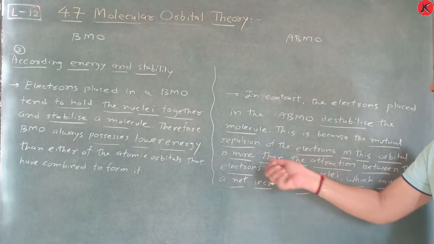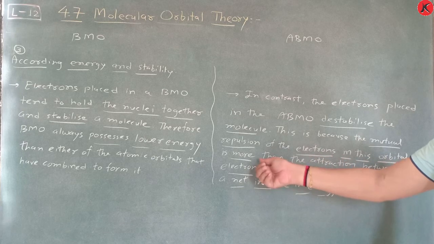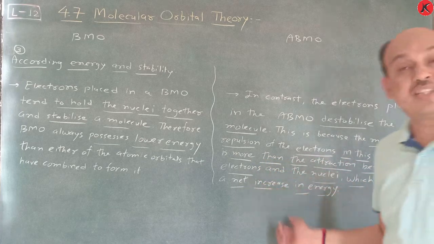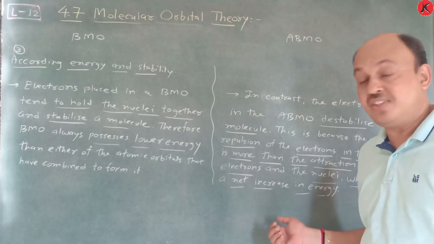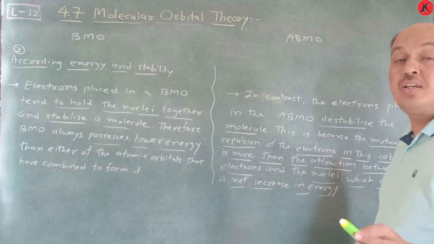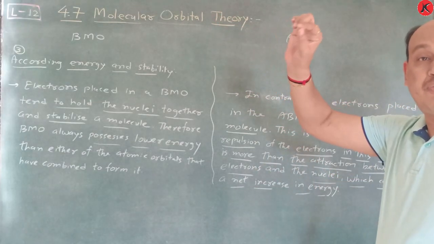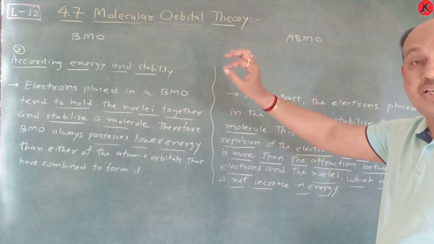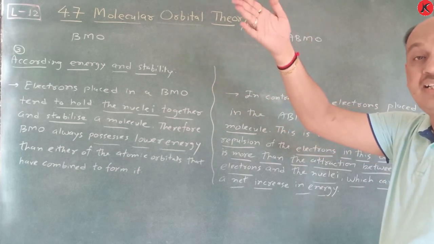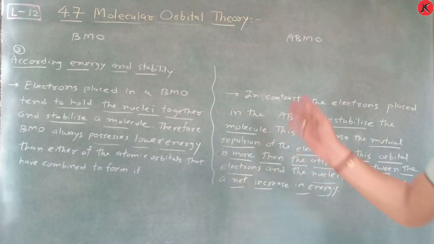And according to that, we can say that between electron and electron, repulsion is maximum, which is more than the attraction between the electrons and the nuclei, which causes a net increase in energy. So according to BMO and ABMO, once again, as I explained earlier, the 1s orbital of hydrogen and the 1s orbital of hydrogen: lower energy is a BMO, and higher energy is an ABMO. Write it completely, take a screenshot. This is the third point.